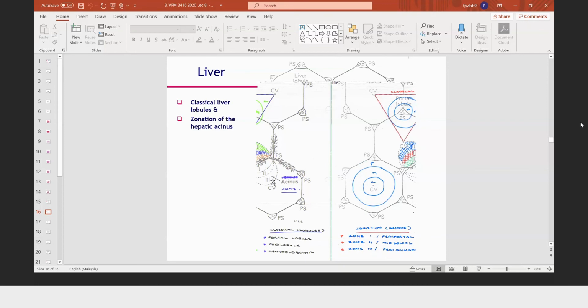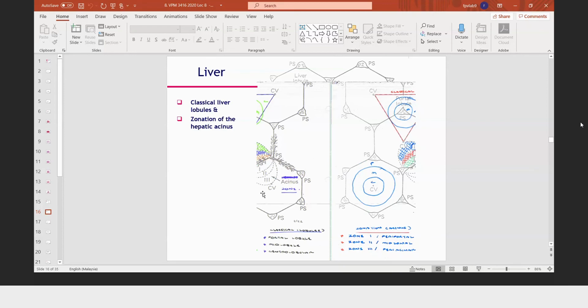So the pattern of blood supply, this one is more rounded, but this one is different, isn't it? More this way. That led the old books to go for the classical or liver lobule. When you go to the new books, they go to zonation of the hepatic acinus. So when you read books, you can see those changes.